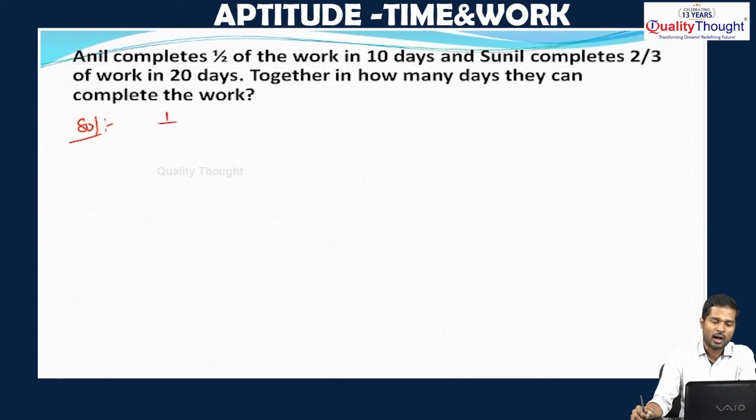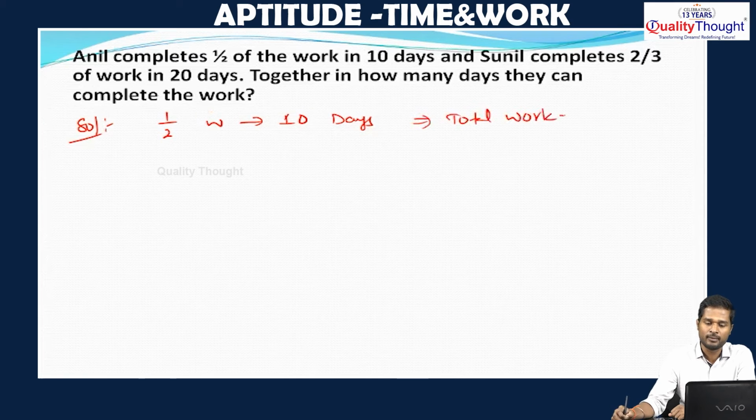Now see, Anil completes half of the work in 10 days. So half of the work in 10 days means he can do the total work in 2 into 10, that is 20 days. So Anil takes a total of 20 days to complete the work. I will write here Anil. So Anil completes half of the work in 10 days means he will do the total work in 20 days. Now what has he given for Sunil?